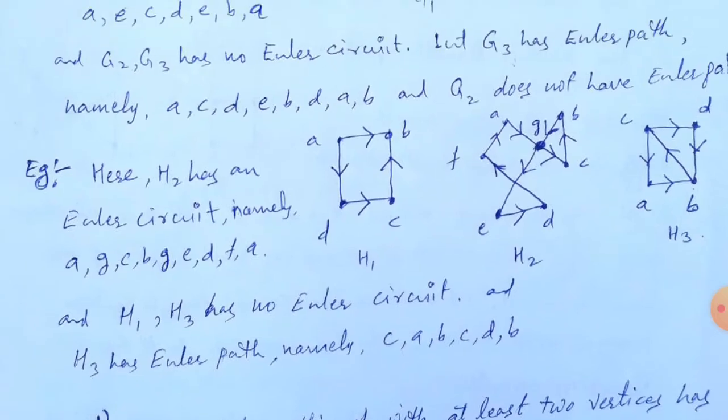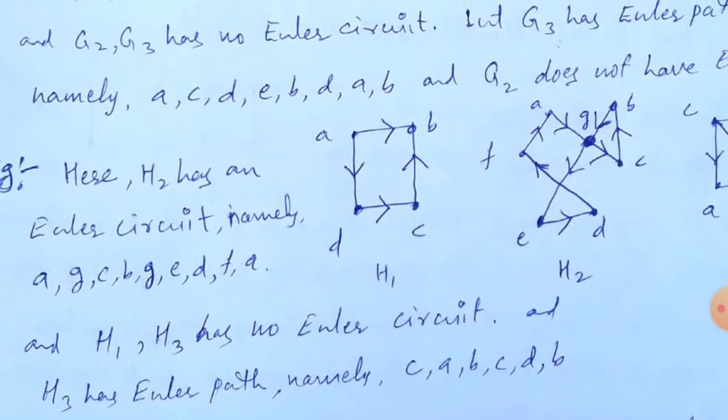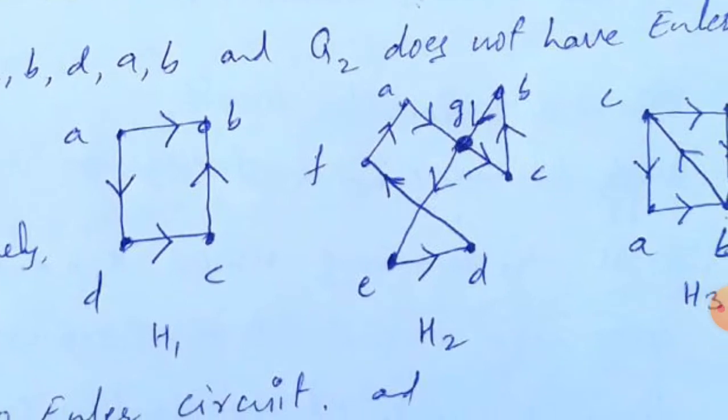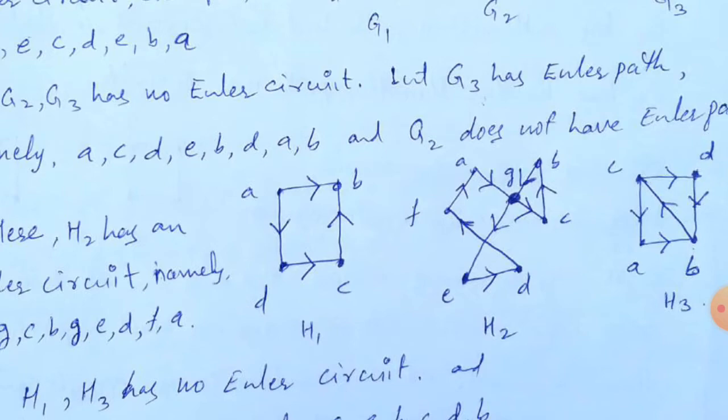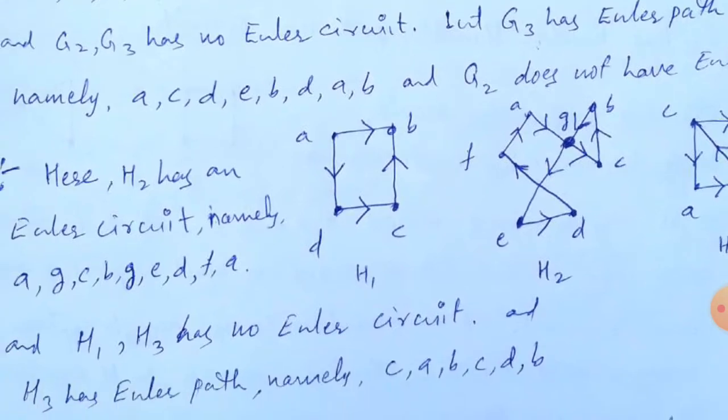Okay, so observe in H2 there is a Euler circuit. What is that circuit? Observe in H2: A, G, C, B, again G, E, D, F, A. Again where we started, again we come there, and observe through arrow marks only we are going. Okay, if opposite to arrow mark you should not go. So here H2 has a Euler circuit, but H1 and H3 have no Euler circuit.